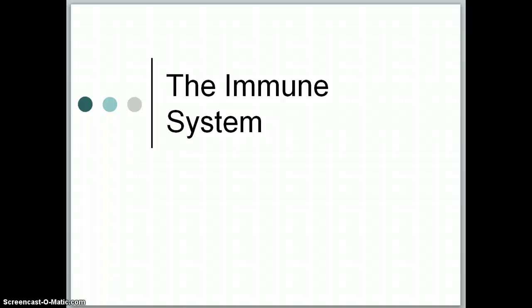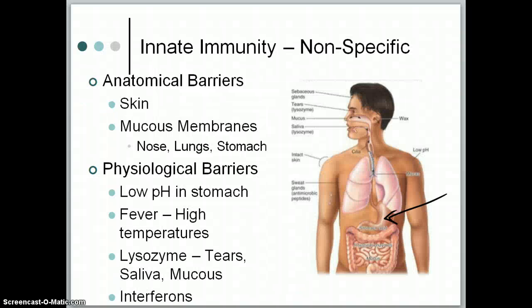So with the immune system, the first thing we're going to talk about is innate immunity. Innate immunity is very non-specific. It has to do with anatomical barriers, physiological barriers. Anatomical barriers like skin is a really good barrier, so your skin is designed to not let things get in. So it keeps all the bacteria, viruses out.